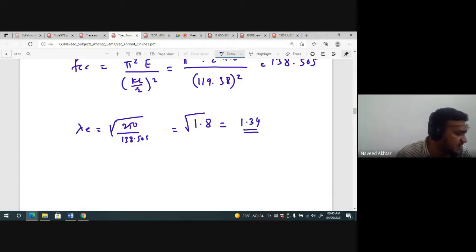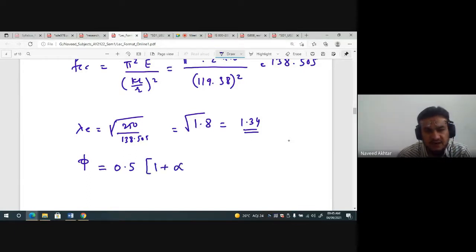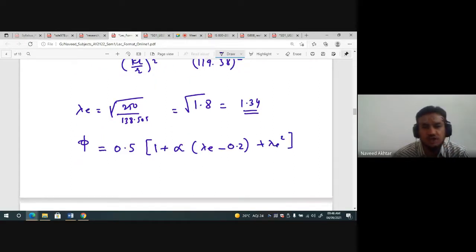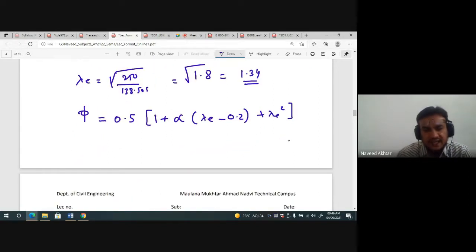Now we know lambda e, you can easily find out the phi value. Phi is equal to 0.5 in bracket 1 plus alpha into lambda e minus 0.2, plus lambda e square. Now here you have to find out the buckling class of the section. So for any angle, what is the buckling class?